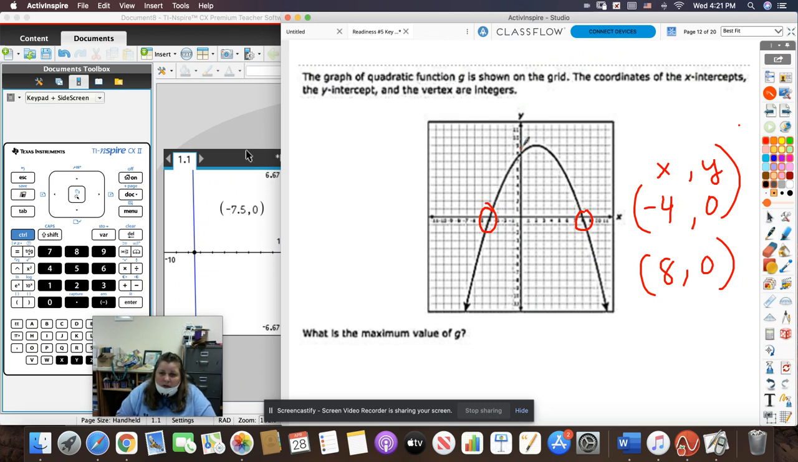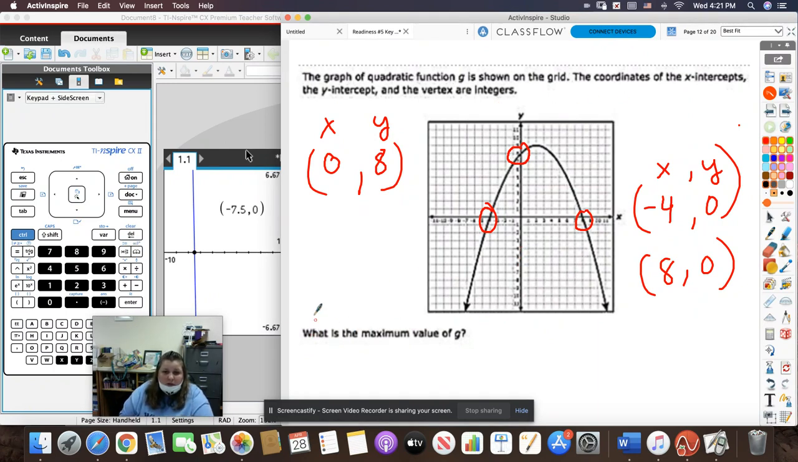Then my y-intercept is right here on the y-axis, and that's 1, 2, 3, 4, 5, 6, 7, 8. So if it's on the y-intercept or on the y-axis, then the number goes with the y and the x is 0. Okay. Now, this question, though, down here, this was a bunch of information we didn't even need.